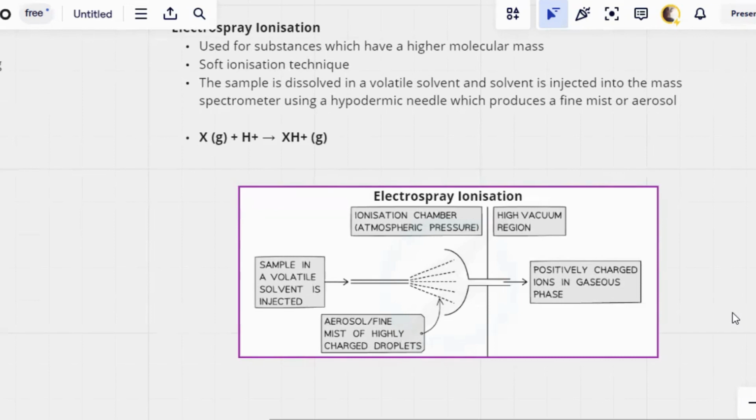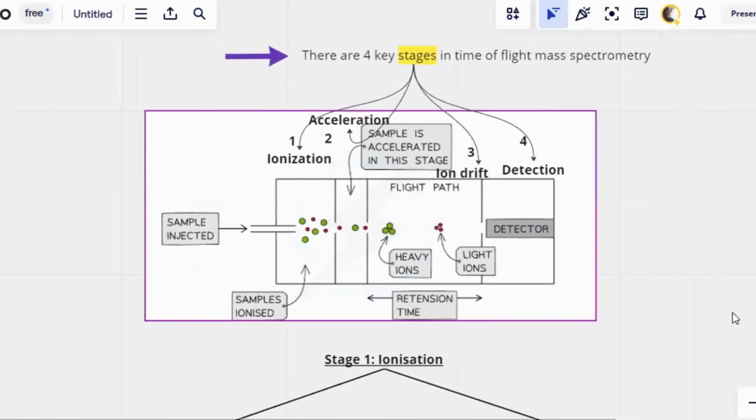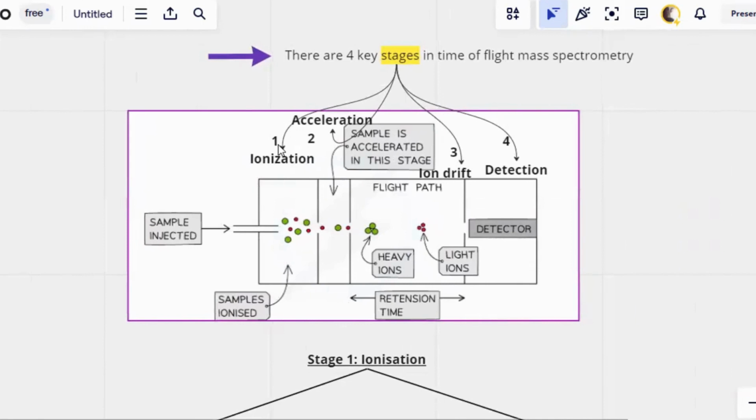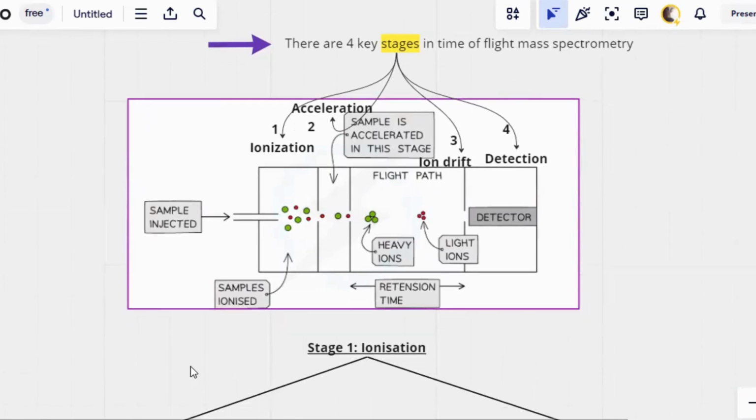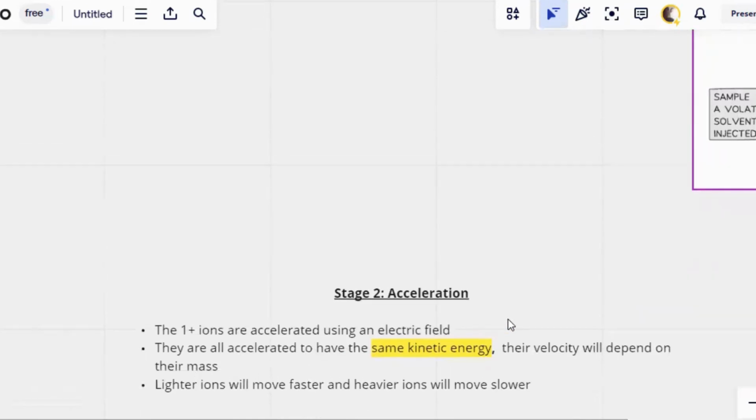This was the first stage of the time of flight mass spectrometer, which is ionization. So what is stage two? It is acceleration. In the acceleration stage, the positive ions that are formed, from either ionization method that we have discussed above, are accelerated using an electric field, and they are all accelerated to have the same kinetic energy.